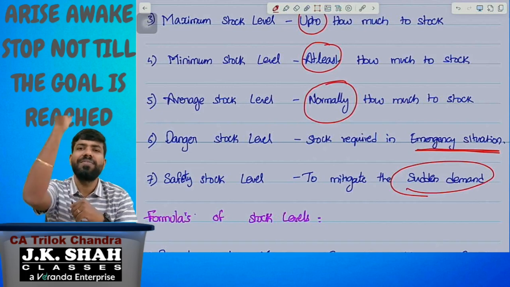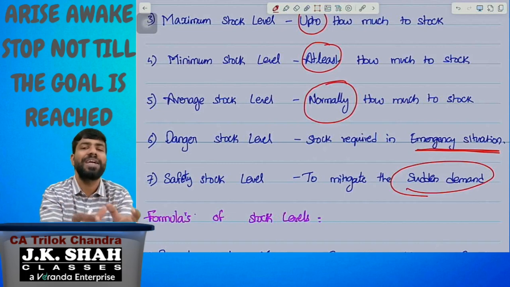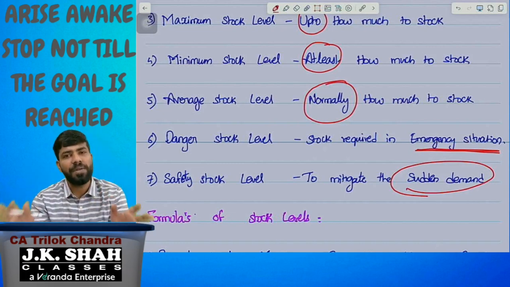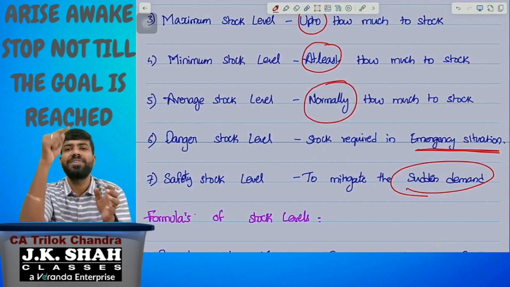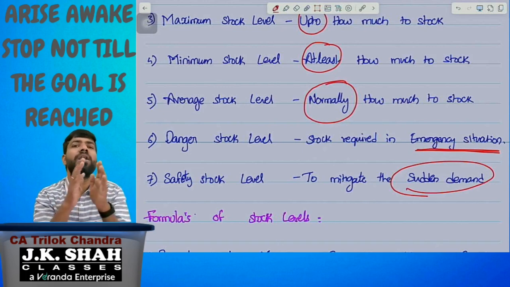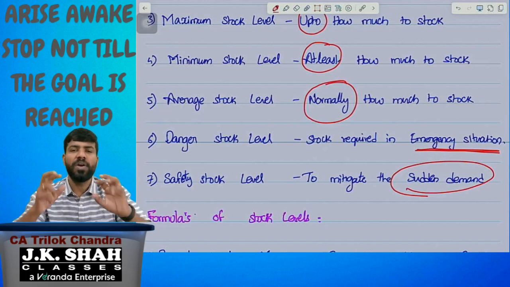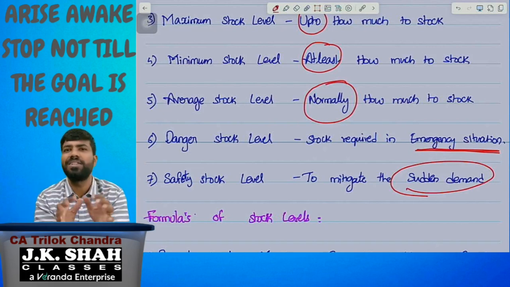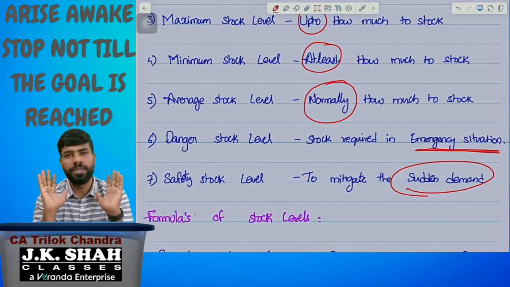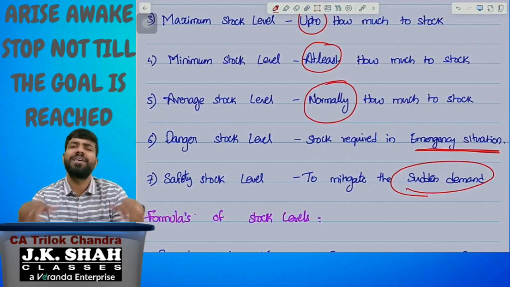Clear? So these are the 7 stock levels which we need to calculate for the companies to implement the inventory controls. We have some formulas to calculate the 7 stock levels. But please understand, all those formulas are not derived formulas. All are generalized formulas. If you ask me the proof, if you ask me the derivation, there is no derivation for those formulas except EOQ. Remaining all formulas are general based.